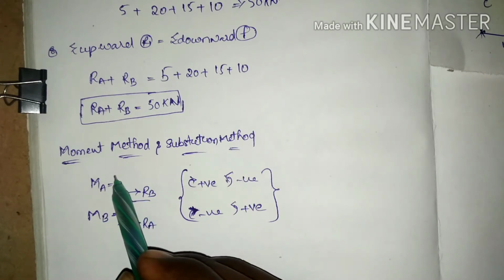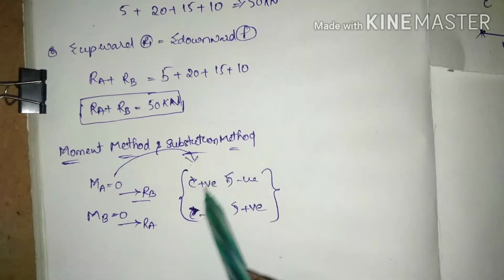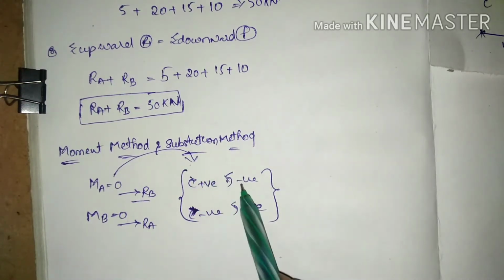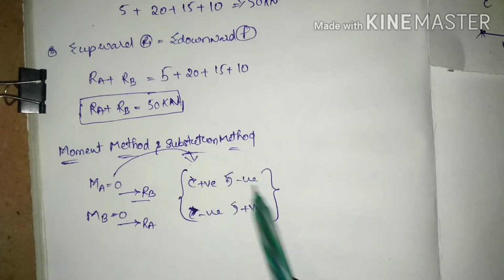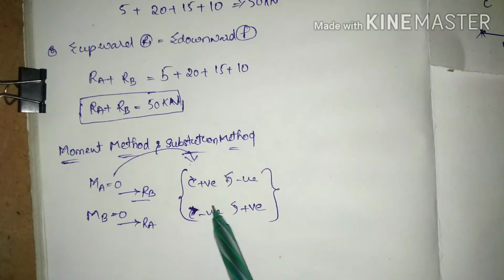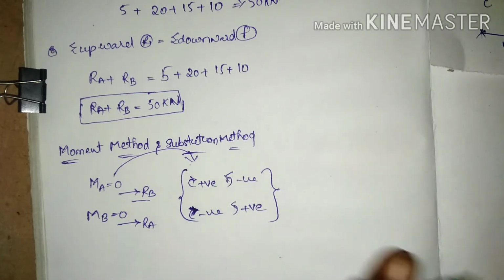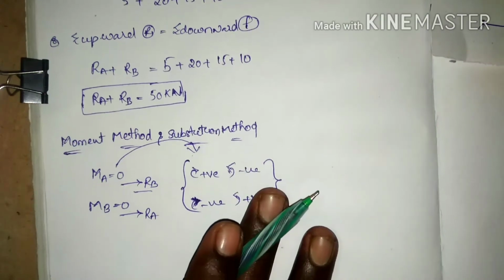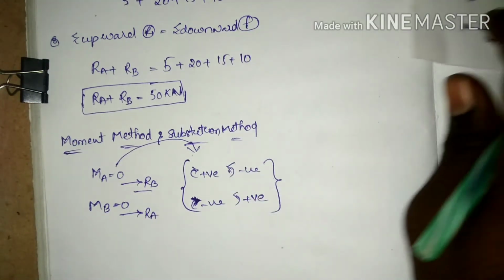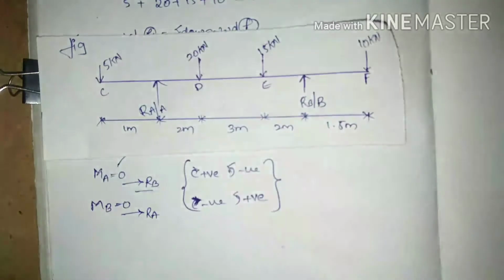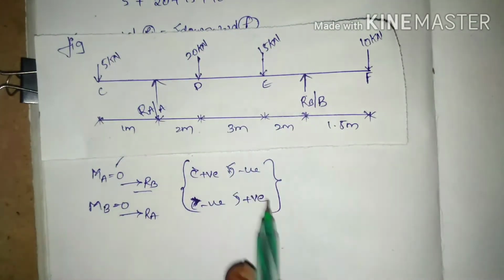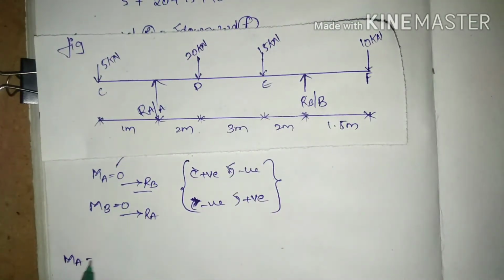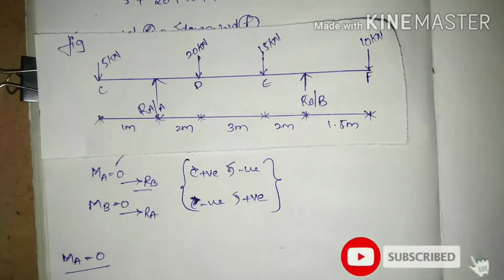If I take the moment about A equal to 0, then follow these conventions: clockwise is positive, anti-clockwise is negative. If I take the moment about B equal to 0 to find the RA reaction, clockwise is negative, anti-clockwise is positive. Just follow the sign conventions while taking the moments. Let's see the diagram here. We have these point loads and the reactions. Let's take the moment about A equal to 0, and equating the moments about A to 0, we are going to find the reaction RB. Let's see that.